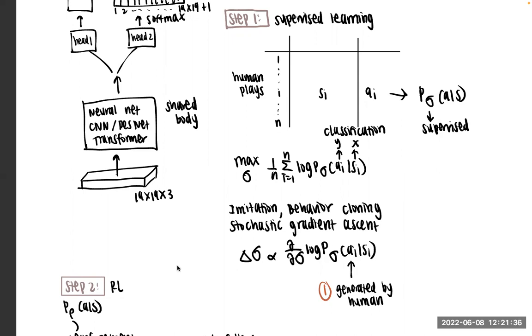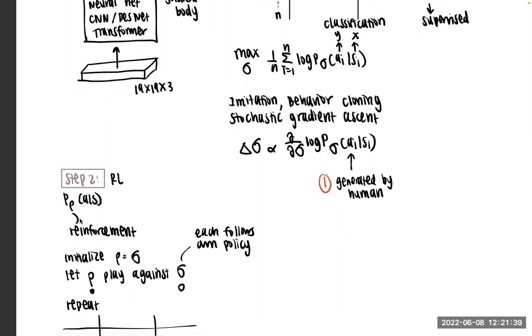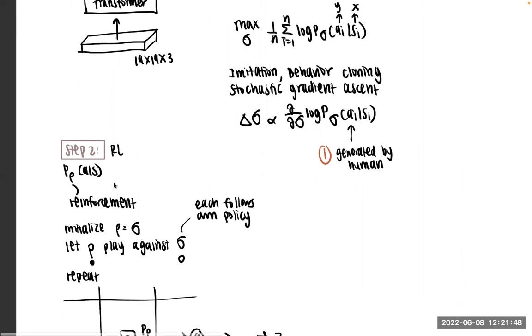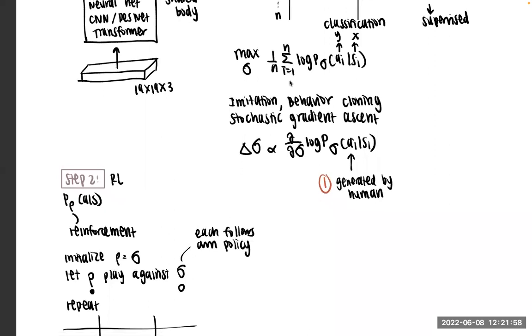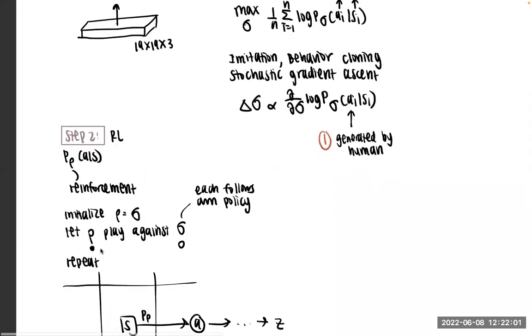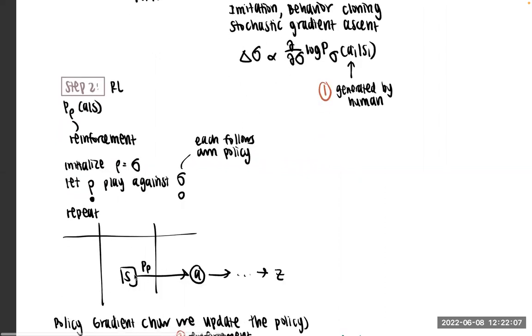Therefore, we want to learn another neural network, P of rho of A given S. This is another policy model where rho stands for reinforcement, so RL stands for reinforcement learning. You can initialize this rho from this sigma, that is, the network trained by supervised learning. And then you let rho be the black player to play against sigma as the white player. Say at this S, the black player, according to P rho, you get A, and then you get to another state, and then you let sigma play as the white player and keep playing until the end, and then you get Z, the result.